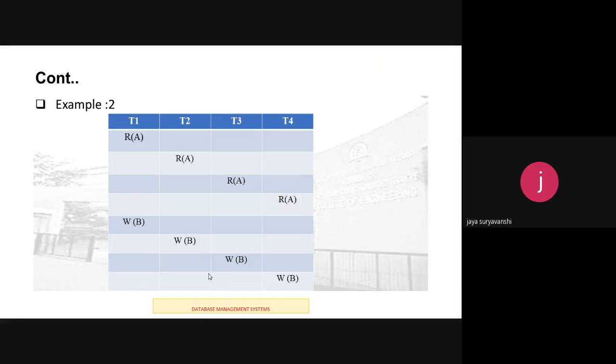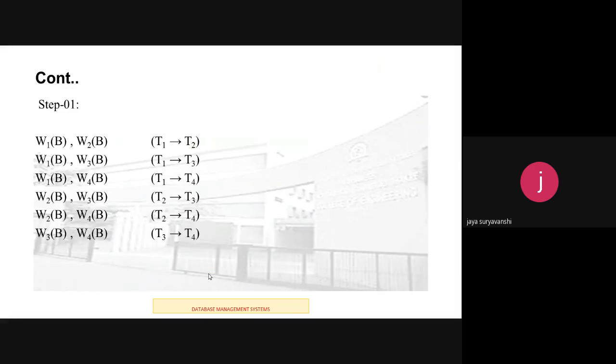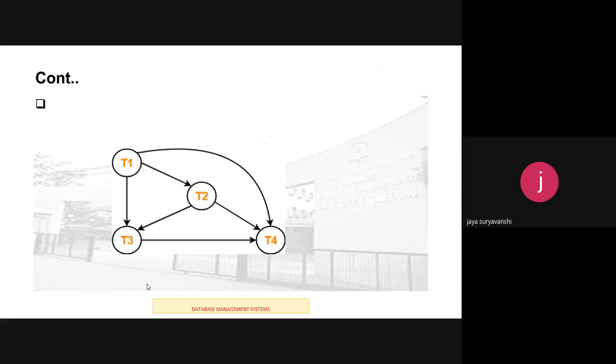The first step is to list the conflict operations and determine dependencies between the transactions. These are the different conflict operations, and on this basis we will find the dependencies graph. In stage 2 we have found the dependencies graph. So clearly there exists no cycle in the precedence graph. Cycle means a loop, and there is no loop available in this precedence graph.